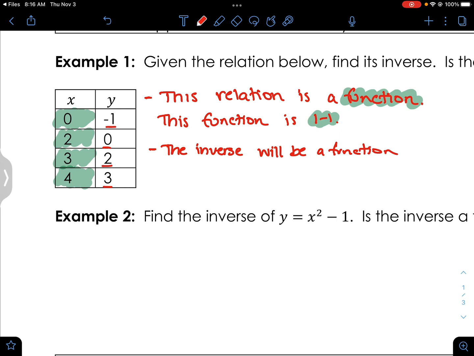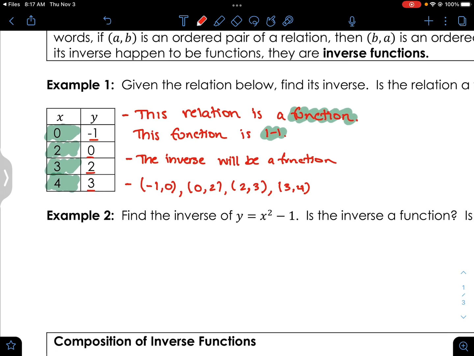And if we wanted to find the inverse of this function, what we would do is we would just switch the x and y values. So we'd have the point -1, 0. We'd have the point 0, 2. We'd have the point 2, 3. And we'd have the point 3, 4. And so that would be our inverse function for the original function.